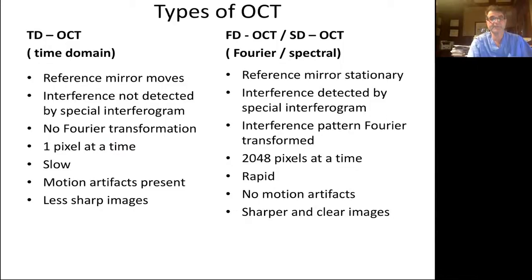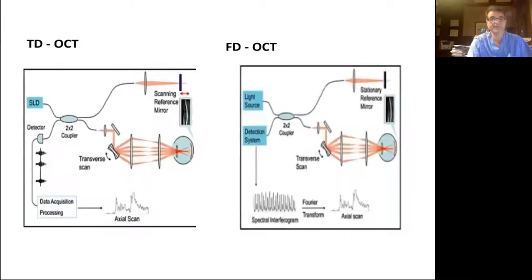The reference mirror moves, and that's a slower process. Whereas in spectral domain or Fourier domain OCT, the reference mirror is stationary, and the interference is detected by a special interferogram requiring Fourier transformation. This is much more rapid and provides sharper and clearer images.